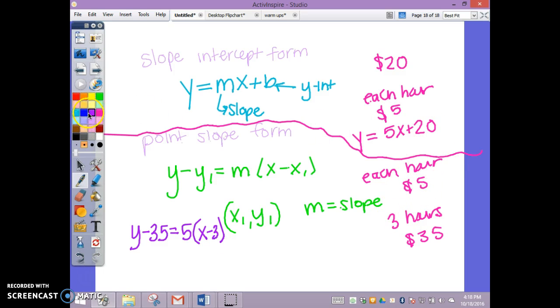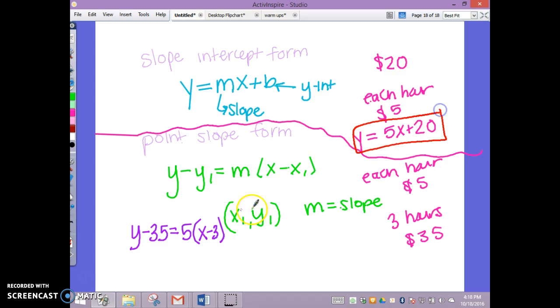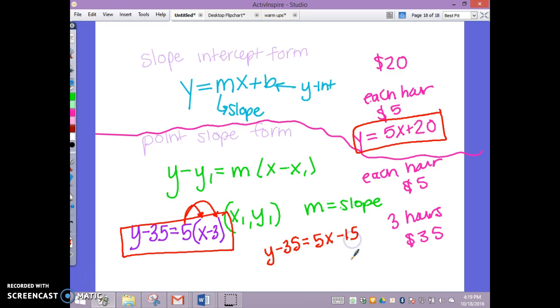Now you might be thinking, well, how are these really different? They're not. They're the same. And I'll show you how. I'm going to distribute this 5. I have y minus 35 equals 5x minus 15. I'm going to add 35 to both sides. And I get the same exact thing. I was given different information, but it still actually represents the same scenario.